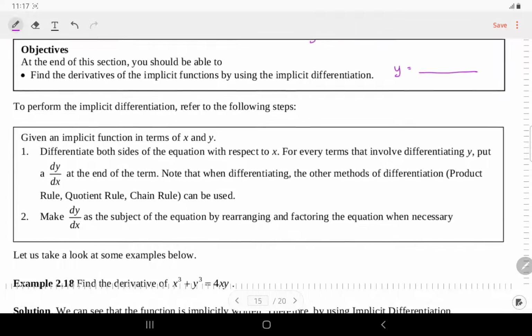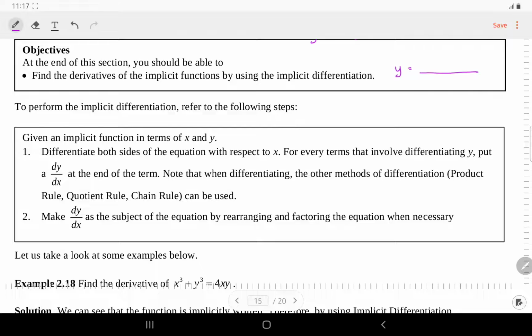There are two steps here. The first one is you need to differentiate both sides of the equation with respect to x. For every term that involves differentiation of y, you need to put dy over dx at the end of the term. And if you are differentiating the variable x, you don't need to put dy over dx at the end of the term. Only if you are differentiating y.